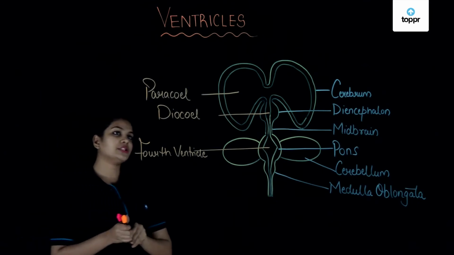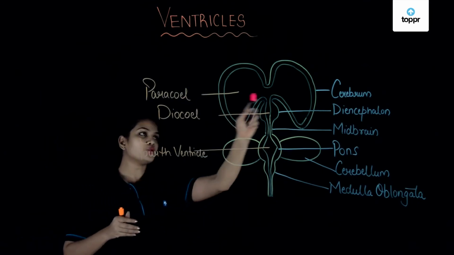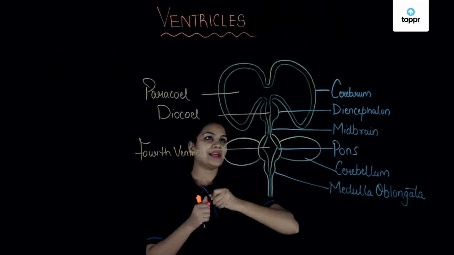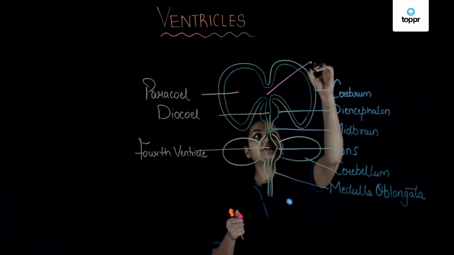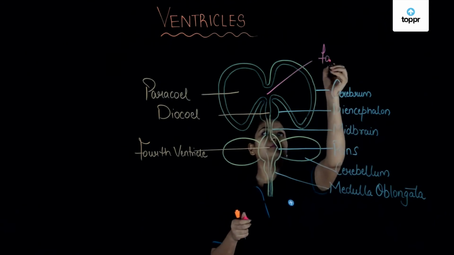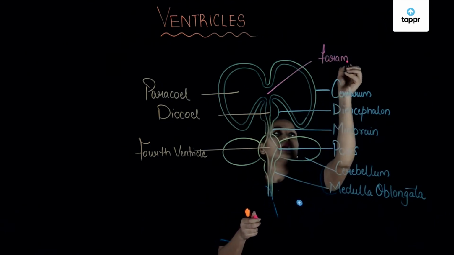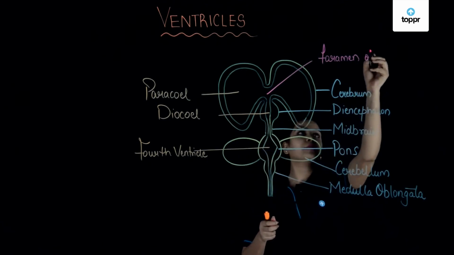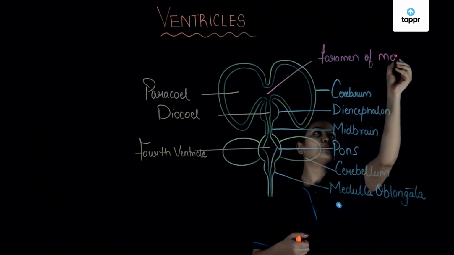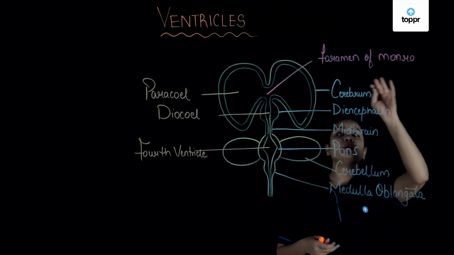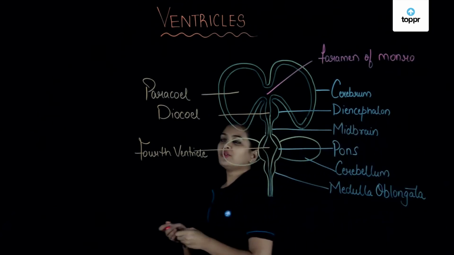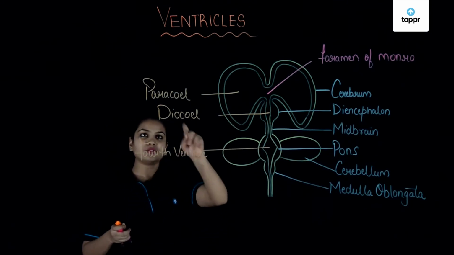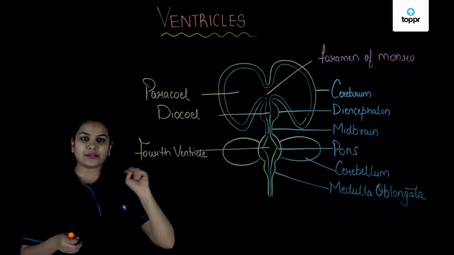Now an important point is that between the first two ventricles, which combine to form the third ventricle, there is a foramen present, and this is called the interventricular foramen or foramen of Monro. This is the foramen of Monro, which is found between the first two ventricles and the third ventricle. So it is found between the two paraceles and the diocele.